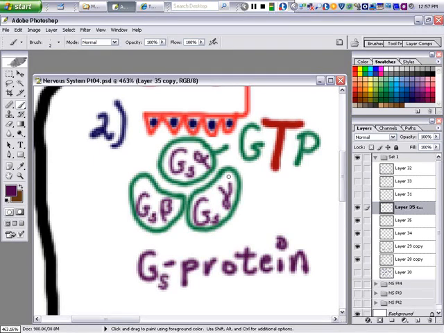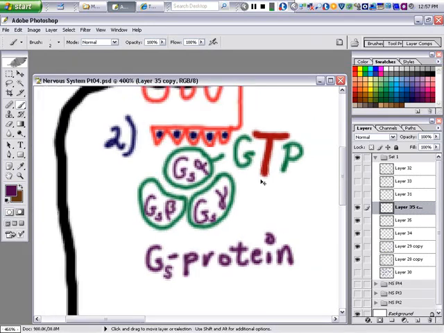Okay, so we have G-stimulatory alpha, G-stimulatory beta, G-stimulatory gamma. Whenever you name protein subunits, they could have called them G-stimulatory 1, G-stimulatory 2, G-stimulatory 3, but they decided that whenever we have a protein that has more than one part, we're just going to call the different parts by the Greek alphabet: alpha, beta, gamma. And that's what you'll see a lot.